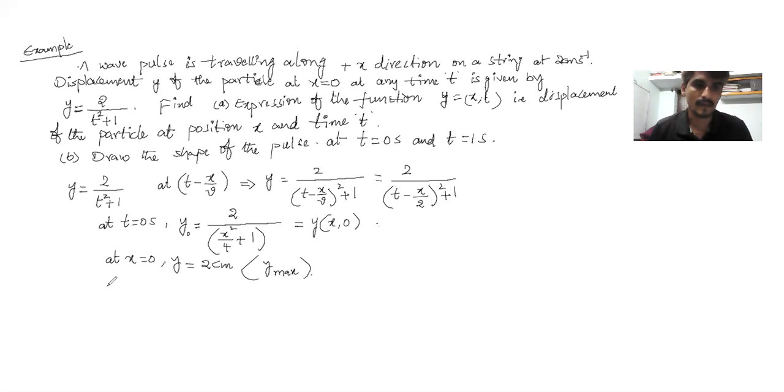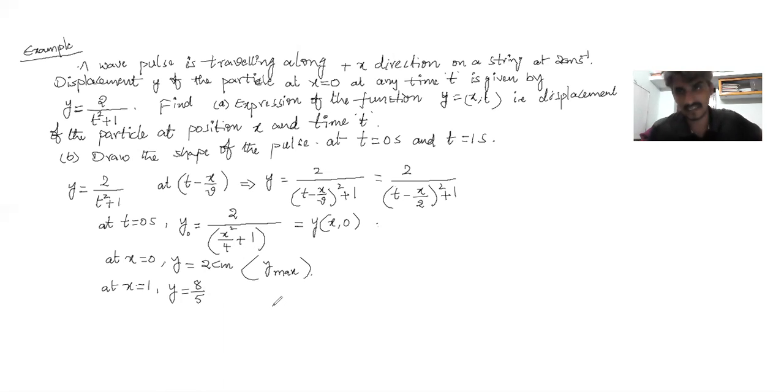Then what happens at x is equal to 1? X is equal to 1, y value can be written as, okay, now then 1 by 4 plus 1 means it is 5 by 4. Am I right or not? So if it is 5 by 4, then you will get it as, then what do we get? 2 into 4 is 8, 8 by 5.